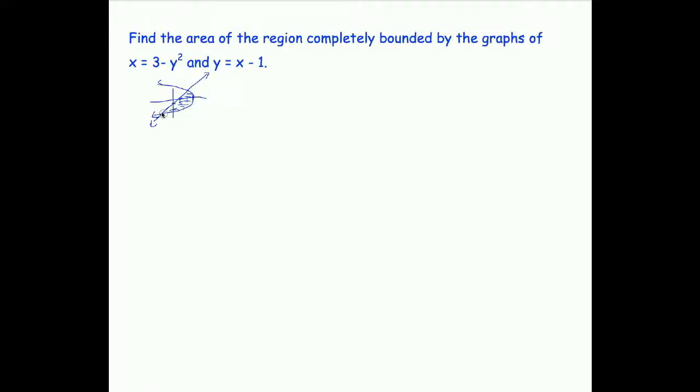Well, in order to do this, we need to find our points here. And really, we need the y values. We don't need the x values. So we would want to solve an equation that has to do with y. So it looks like maybe what we can do here is some substitution. We can take this, because x equals 3 minus y squared, and put it in for x.